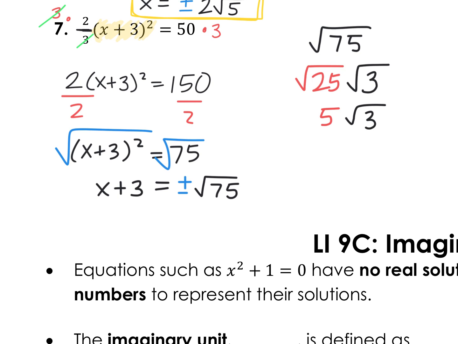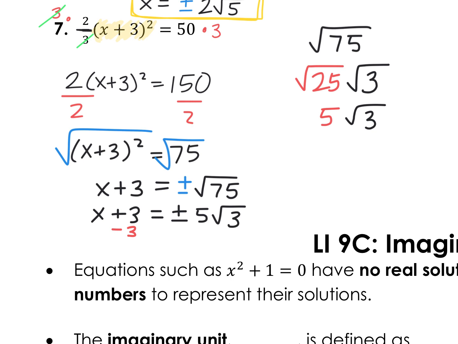So that's what you're going to now put back here. We don't want square root of 75. We want 5 root 3 because we know that's the simplest form. So it's going to become x plus 3 equals plus or minus 5 root 3. And this is where it gets weird because you're still not done because the x is not alone. So now you got to move the 3 by doing what?